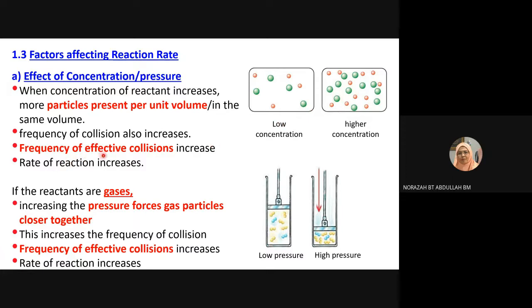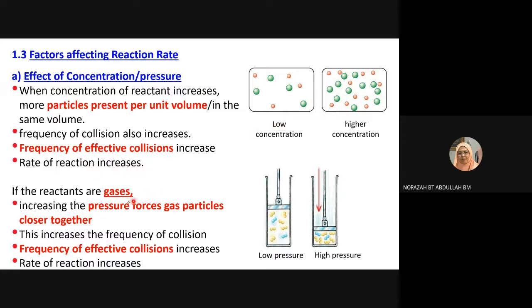So frequency of effective collision will increase. Jadi kamu kena mention frequency of effective collision will be increased. Ataupun number of effective collision per unit time increases. So rate of reaction will be increased.